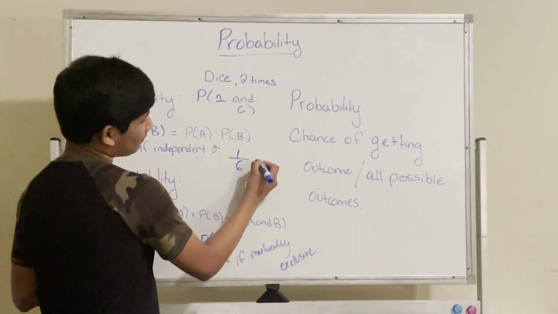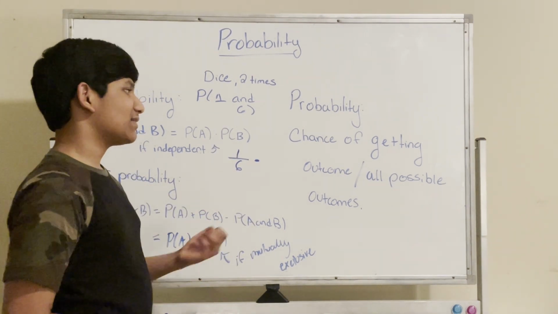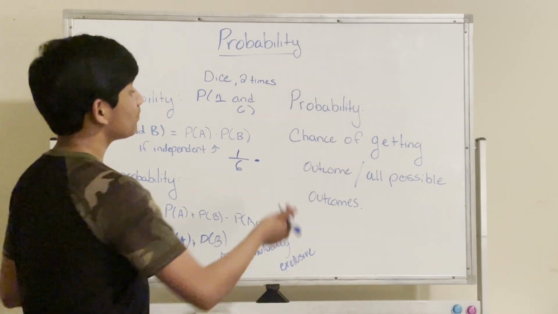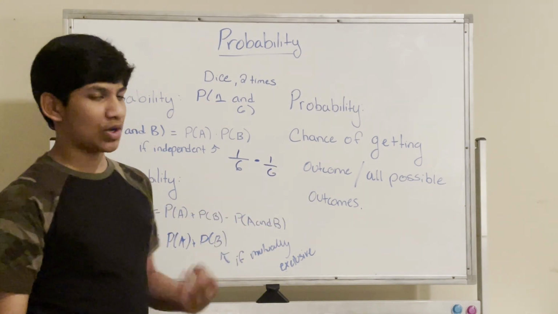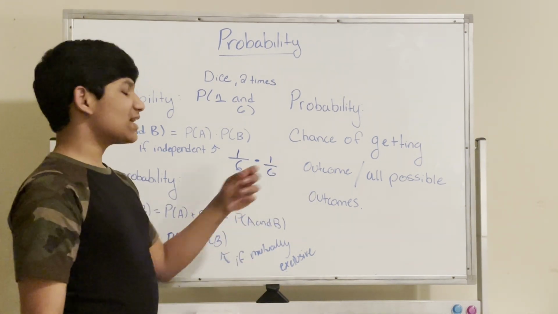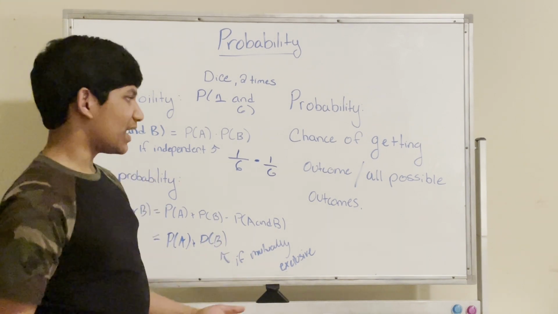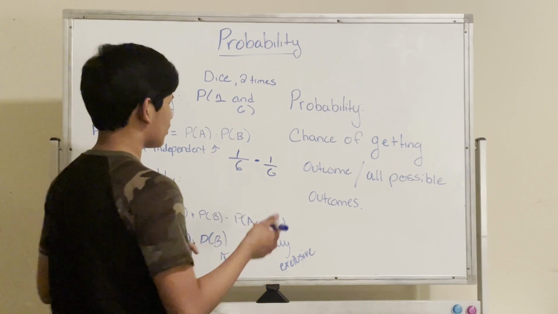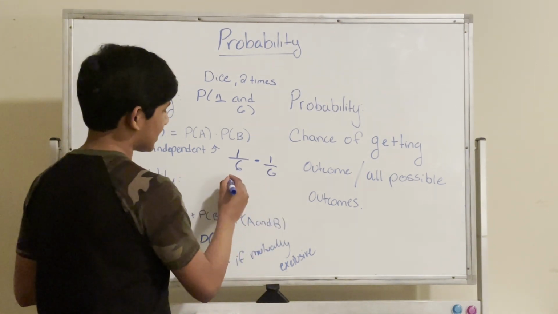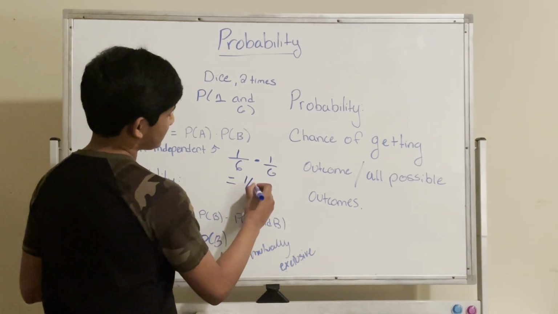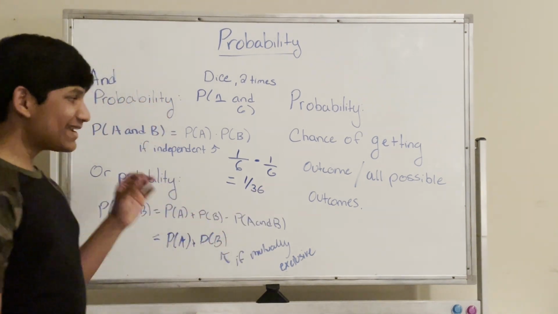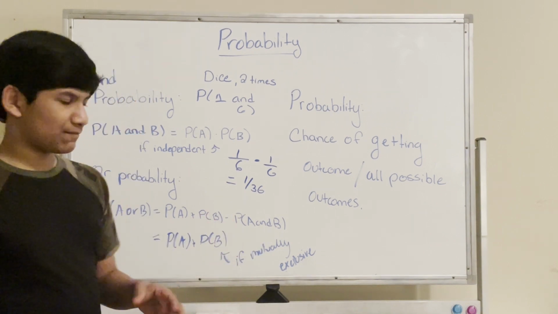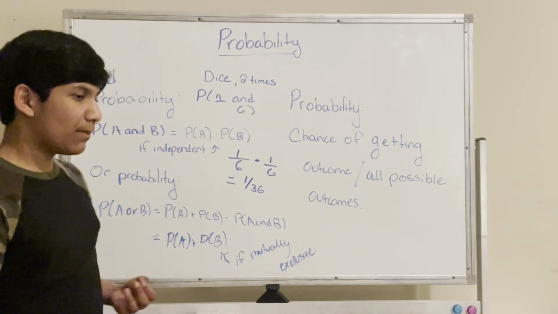Now multiply that by getting a 6. The probability of getting a 6 is 1 over 6, because the chance of getting a 6 is just 1, because there's only 1 6 on the dice, and the sample space is 6. So we have 1 6 times 1 6, which is equal to 1 over 36. So the probability of getting a 1 and a 6 is equal to 1 over 36. Okay, now let's consider OR probability.